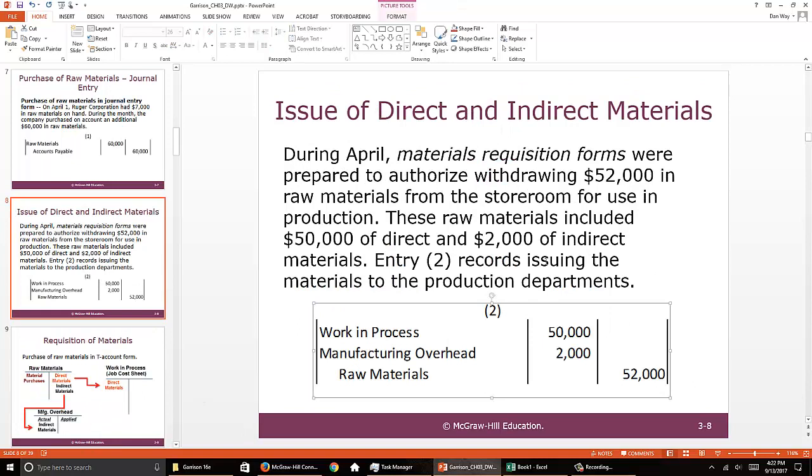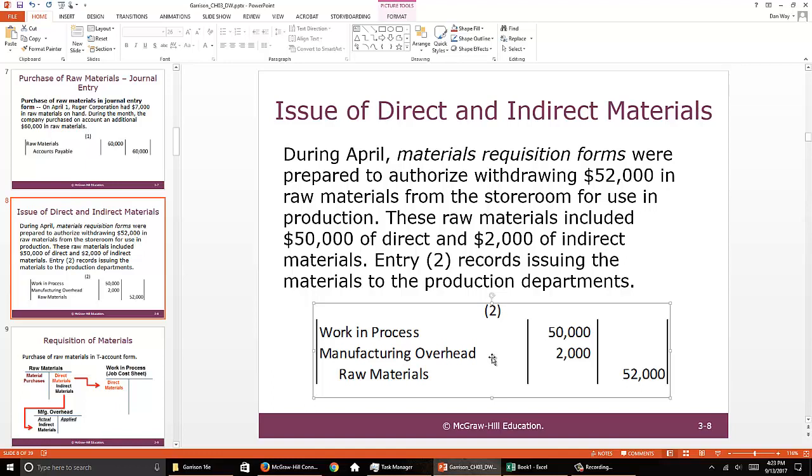So let's suppose during April, materials requisition forms were prepared to authorize withdrawing $52,000 in raw materials from the storeroom for use in production. Those raw materials consist of $50,000 for direct materials and $2,000 of which are considered indirect materials. So when we record a journal entry to represent that requisition, we need to make sure we're differentiating between those direct and indirect materials. Direct materials get debited directly to work in process, so a debit for $50,000, and then the $2,000 in indirect materials get debited to manufacturing overhead.